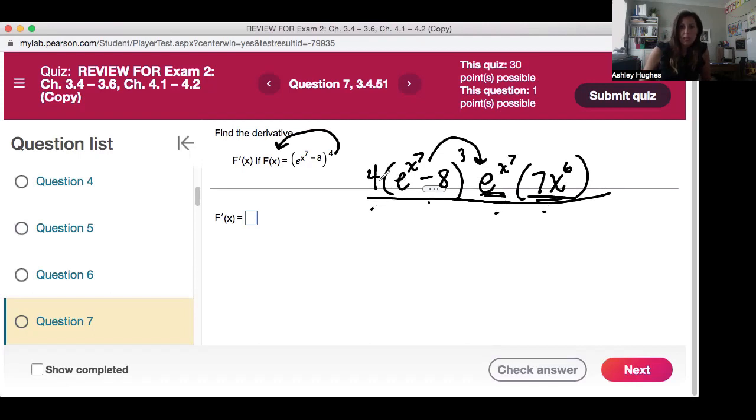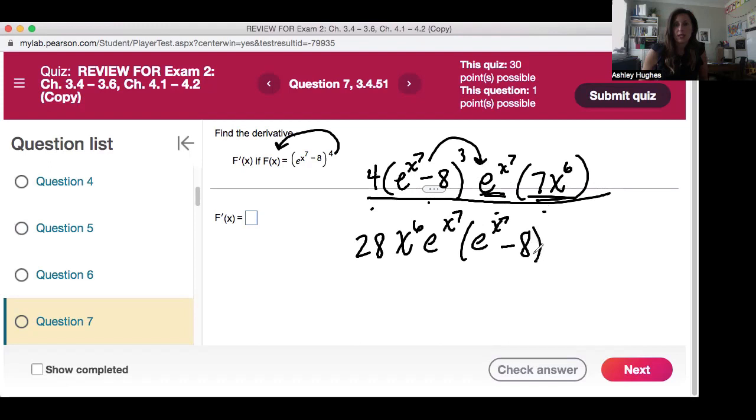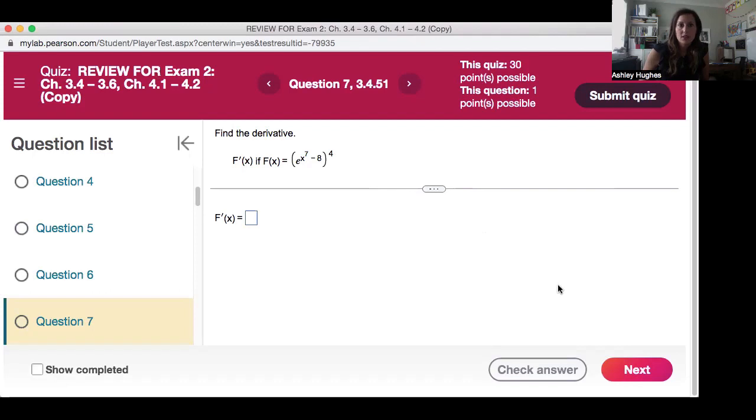So we can multiply in any order. So I could pull this 4 and the 7 and say 4 times 7 is 28. 28x to the 6th, e to the x to the 7th, times (e to the x to the 7th minus 8) cubed. That's a lot of stuff. Okay, so again, chain rule, do it layer by layer. Let's do number 8.